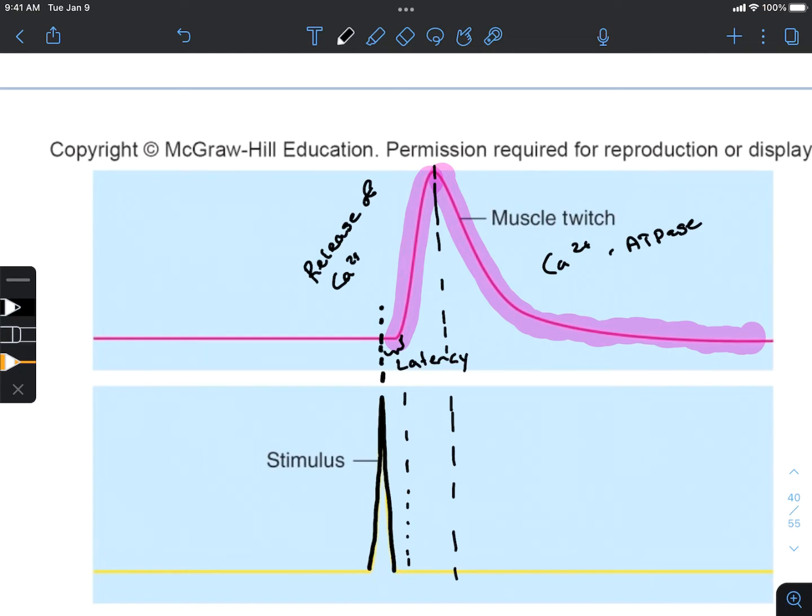Okay, so now the thing that we're going to look at here, this is just due to one stimulus. So one action potential. One graded potential reaches threshold voltage, generates an action potential in the skeletal muscle membrane, the plasmalemma or sarcolemma, and then we get our twitch, contraction, relaxation. So release of calcium, buildup of force.